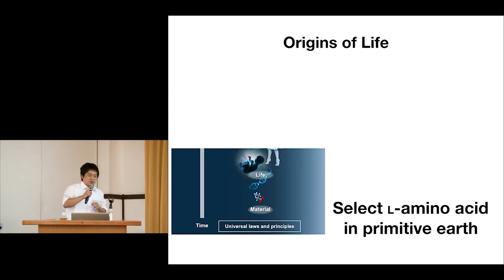So one of the big questions for life science is the reason for homochirality. It is the same in the laboratory. In the universe, on the primitive Earth, there must have been both L and D amino acids in the same amount. But for some reason, only the L amino acid was selected to make our body. It's very interesting.